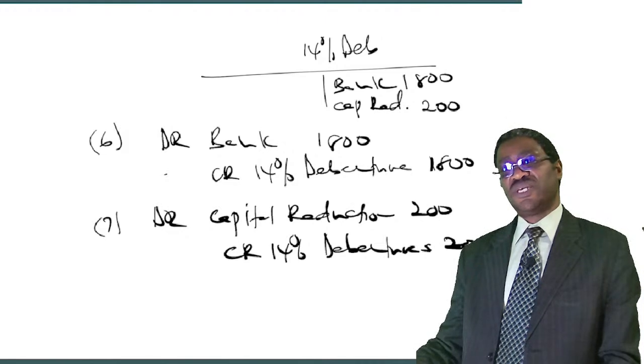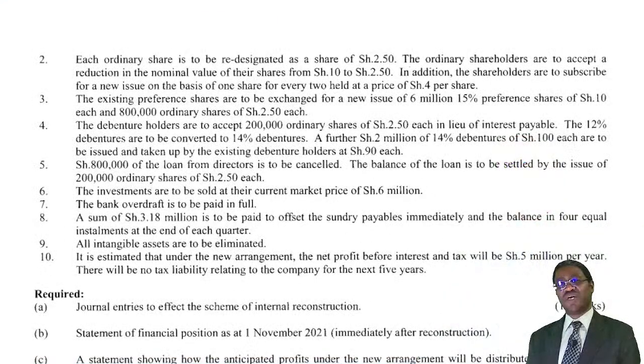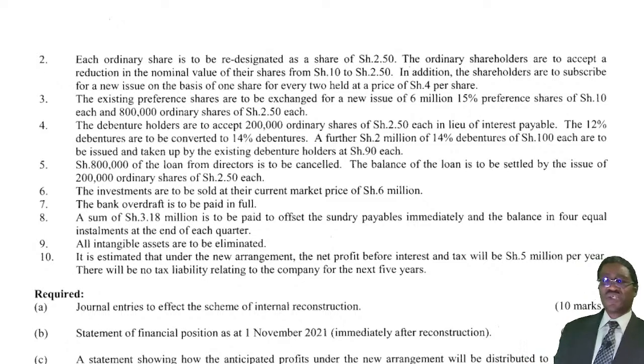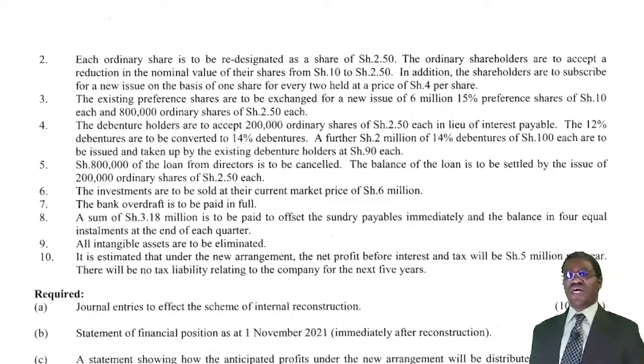Good. Next. That's note number 5. Is it number 5 or number 4? Number 5. Good, we have finished number 4. Now we can go to number 5. Number 5 says 800,000 shillings of the loan from directors is to be cancelled. That one is not hard, there is no problem.